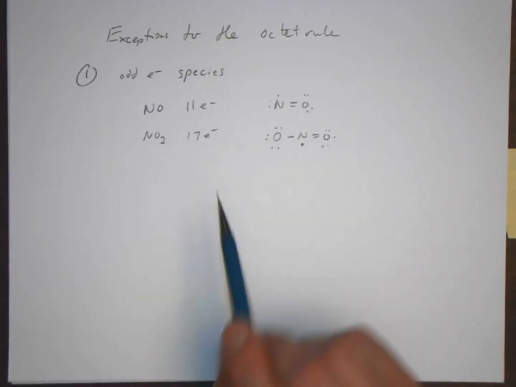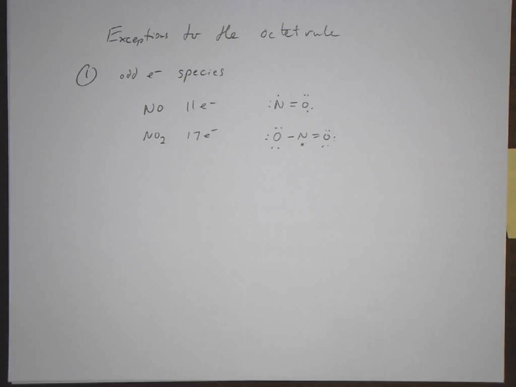Why is it that the oxygen wouldn't be the one with the 7 electrons? Well, usually the least electronegative atom will be the one with less electrons. But we'll see exactly why this is the case when we look at formal charge in the future here, later on in this lecture, in fact.